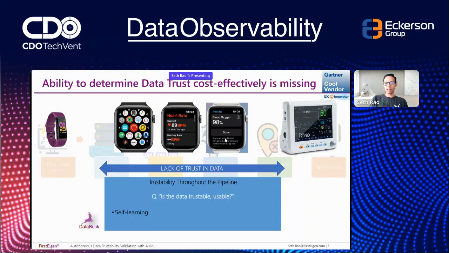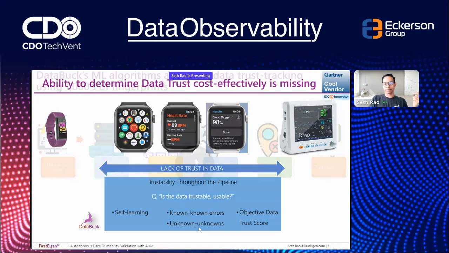The system that is needed is something that has to learn on its own because the volume of data is enormous. The sources, the number of platforms it's coming from, is exponentially increasing. So it has to self-learn what is acceptable and what is trustable. It has to be able to detect known and unknown errors. And it should ideally be able to produce an objective measure of the trustability of data. And we developed DataBug with these criteria in mind.